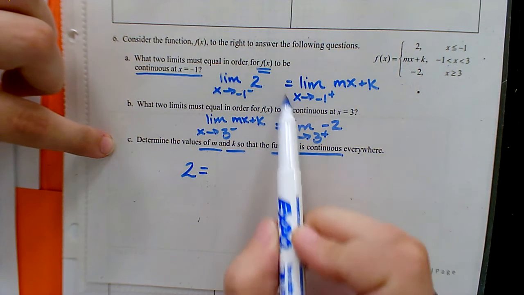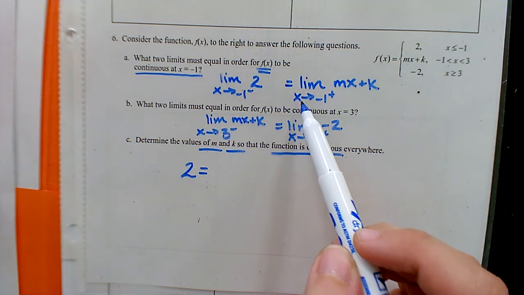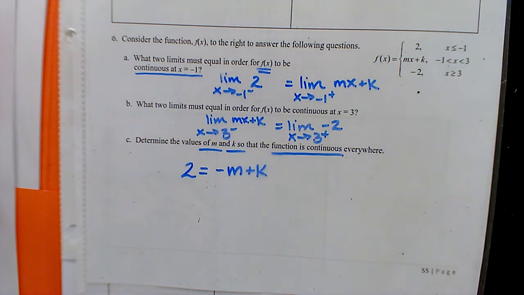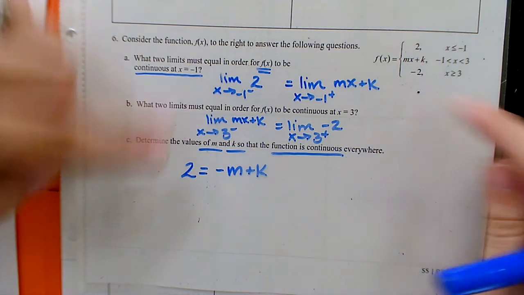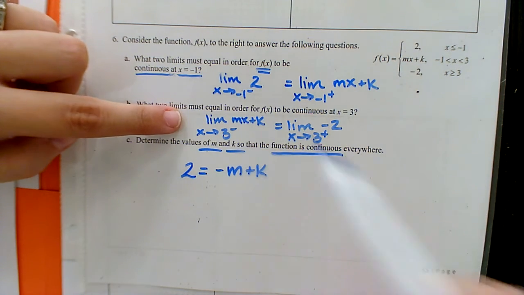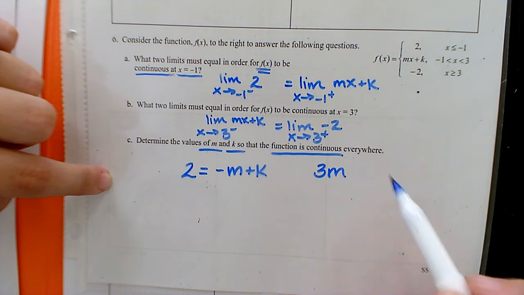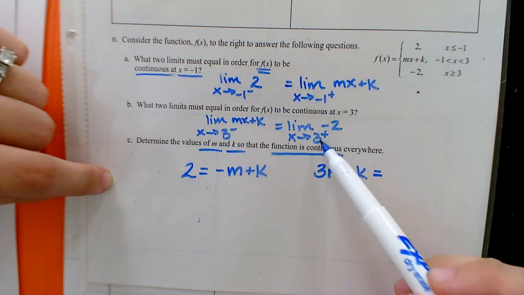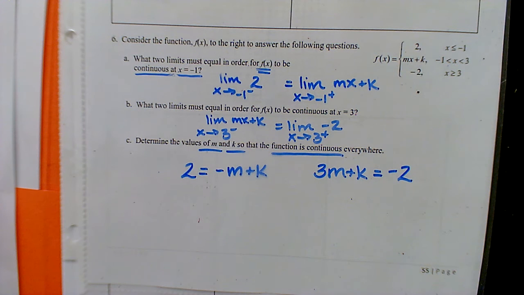Let's go ahead and simplify the right-hand side, this other limit. If you were to plug in -1, just for the x value, notice how we would have -m plus k, right? So this equation is representing the limit at -1. Let's go ahead and do the same thing for the limit at 3. If you were to plug in 3 just for the x, you would have 3m plus k on the left. And if you tried to plug in 3 for the right limit, you would only ever have -2.